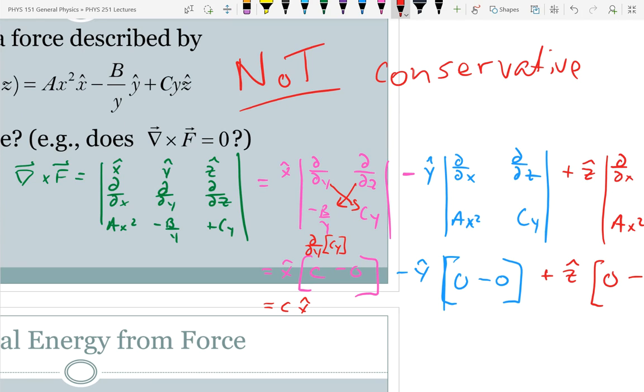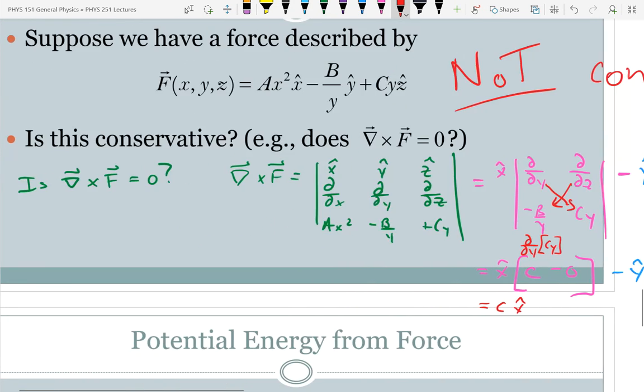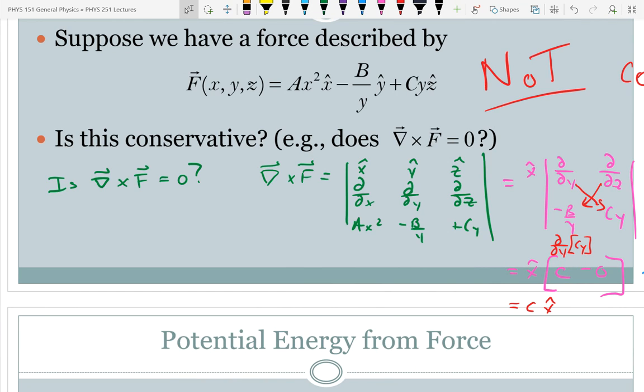When you're doing a partial with respect to z, then y is a constant. If you're doing a partial with respect to z, anything that's not z is a constant. Okay. That's why I love partials. They're just easier. So that was not conservative. We can't go on and find a potential energy associated with that.